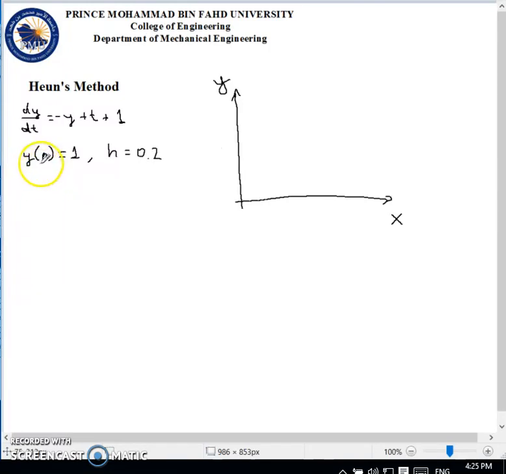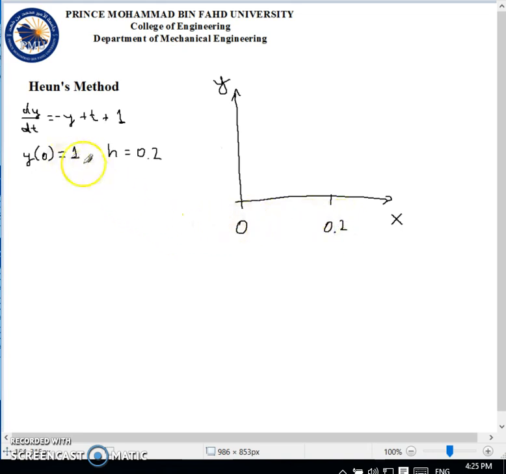Hello! In the previous video we saw how to solve an ODE using the Euler method. In this video we're going to use Heun's method. So let's assume this first order ODE with the initial value of y0 is 1 and a step of 0.2. So our first point is 0, and then we take a step, which brings us to our next point.